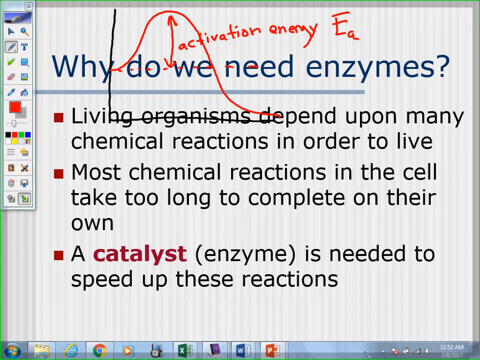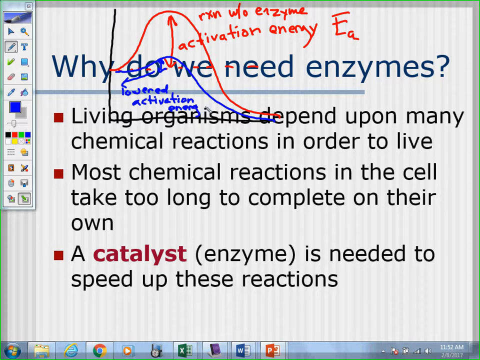Now, this is a reaction without an enzyme. Have we ever seen this before? Yeah. Now if I put an enzyme in there, what's going to happen to this graph? What is going to go down? All right, so here it is, and then boom. So now my activation energy is much smaller. I lowered it. And I can get through the process a lot faster.